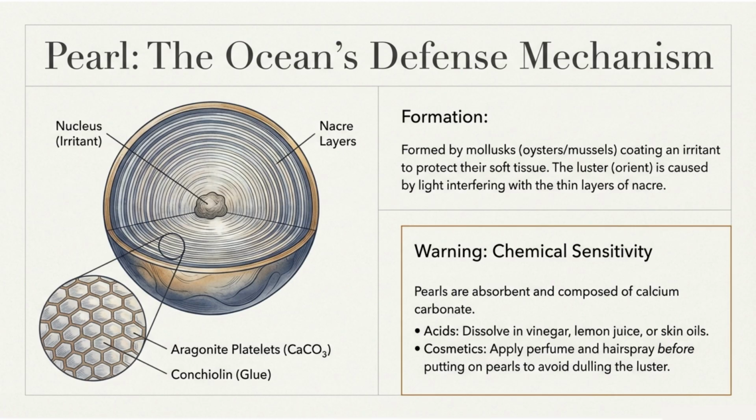A nucleus, the irritant, in the center. Surrounding layers of nacre composed of thin aragonite platelets, CaCO3, held together by conchiolin, an organic glue. Optical magic. The famous nacreous luster and orient, that soft, rolling rainbow sheen, comes from light interfering in those ultra-thin nacre layers. It's not just reflection, it's optical interference, like an oil slick or soap bubble, but engineered by a mollusk.